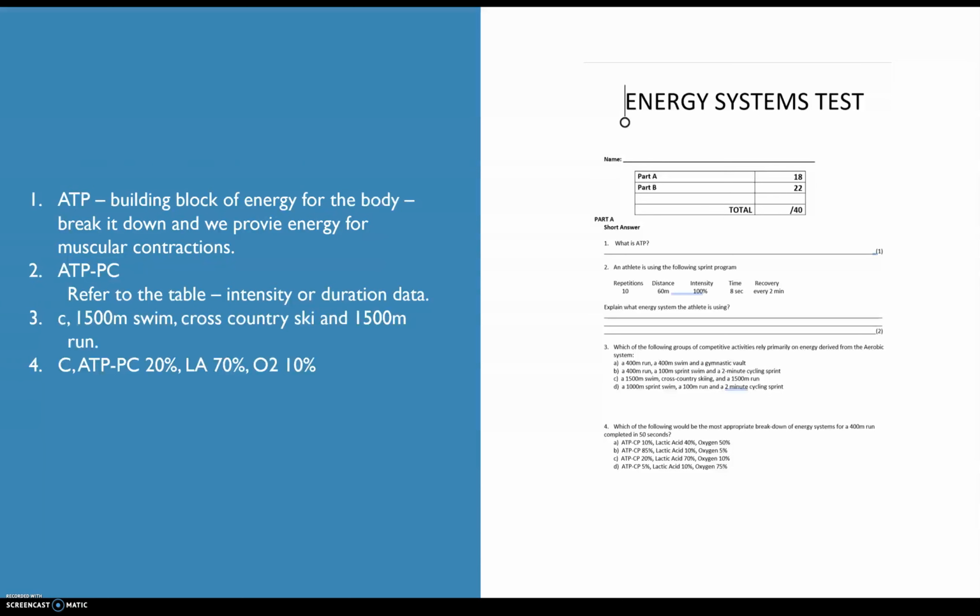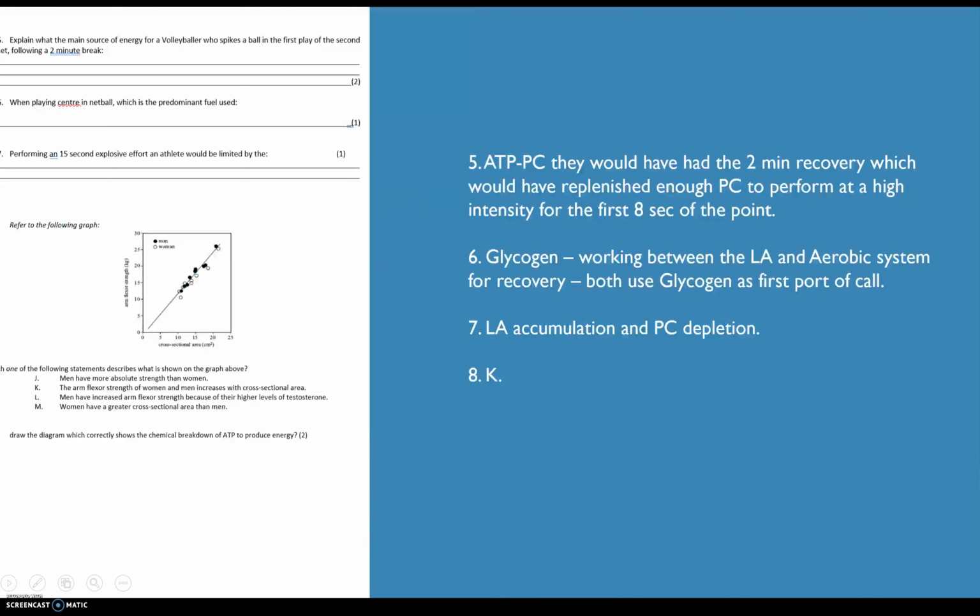Multiple choice there. The following groups competitive activities from the aerobic system: 1500 metre swim, cross-country ski, and 1500 metre run. Question 4, which was C, sorry. Question 4, which is also C, if you're looking at the appropriate breakdown of systems for a 400 metre run, we're looking at lactic acid being the primary system there at 70%, and then we would have worked through the PC system, so that 20% being the higher one there. So C was the answer as well.